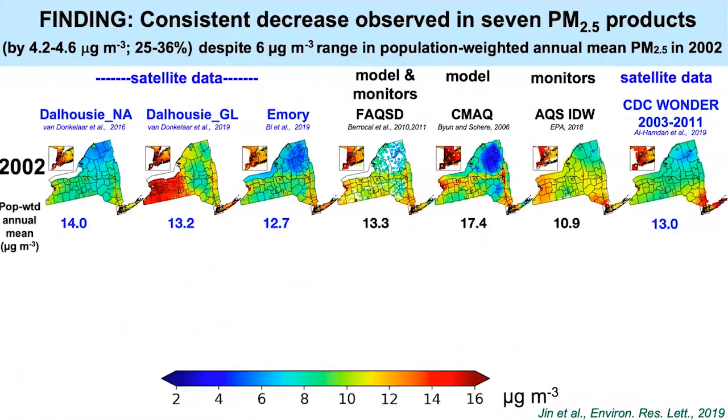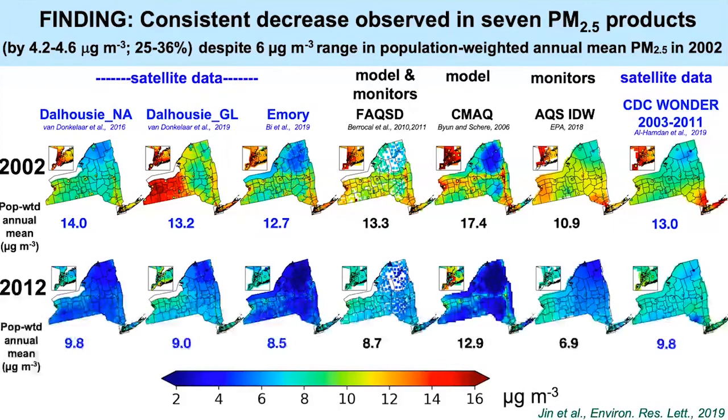In a different analysis published in Environmental Research Letters, Xiaomeng compared 7 publicly available PM2.5 data sets for New York State. And what I'm showing here are the maps for 2002. And what might be jumping out at you is that the colors and the spatial distributions look pretty different across these different estimates for surface PM2.5. And indeed, there's a 6 microgram per meter cubed range in population weighted annual mean PM2.5 across these data sets. However, one robust finding across all of the data sets is that when we compared trends from 2002 to 2012, all of these products indicate that PM2.5 over that decade decreased by between 4 and 5 micrograms per meter cubed.